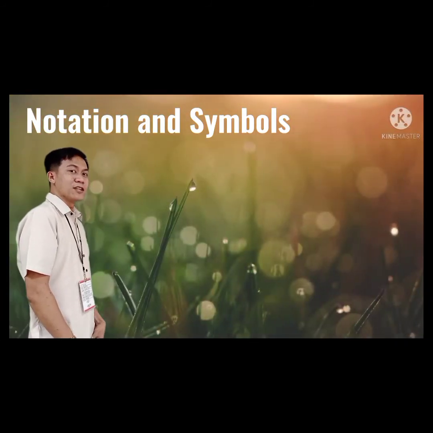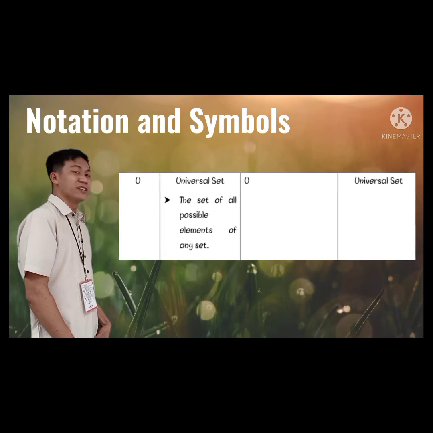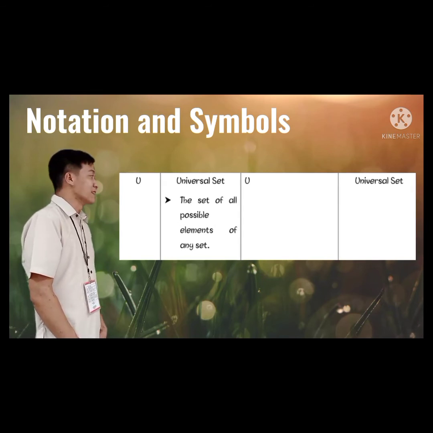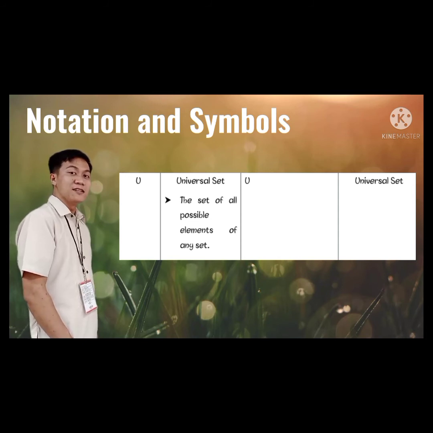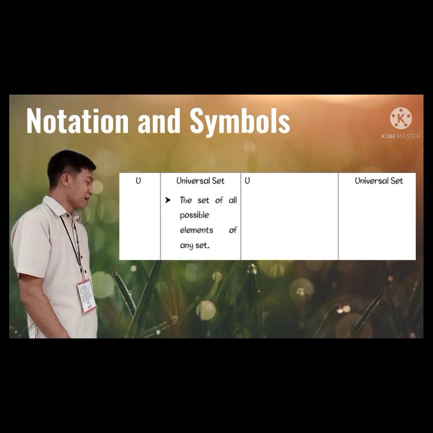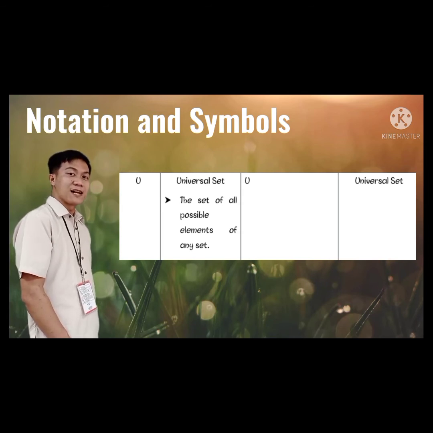The next symbol is the universal set. When you say universal set, that is the set of all possible elements of any set. This is the symbol, and that is what we call the universal set.